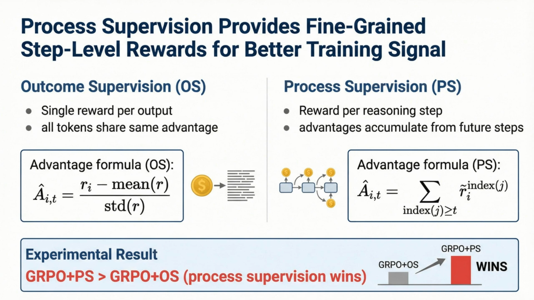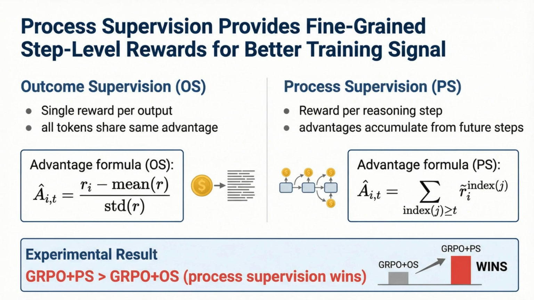Now let me ask you a question about reward granularity. If a student writes a 10-step math proof and gets the final answer wrong, should we penalize every step equally? Or should we try to identify which steps were correct and which went wrong? This is the difference between outcome supervision and process supervision. In outcome supervision, we give a single reward at the end, correct or incorrect, and every token in the output gets the same advantage. It is simple but coarse.